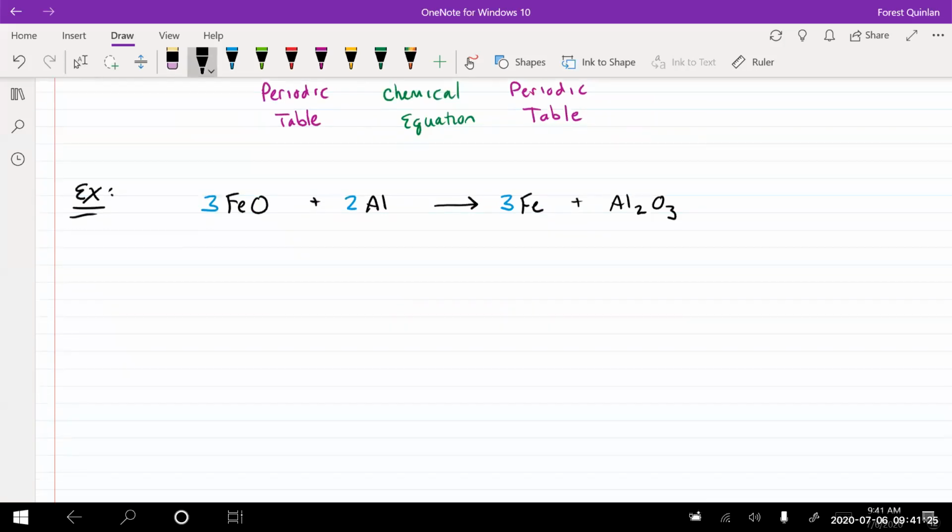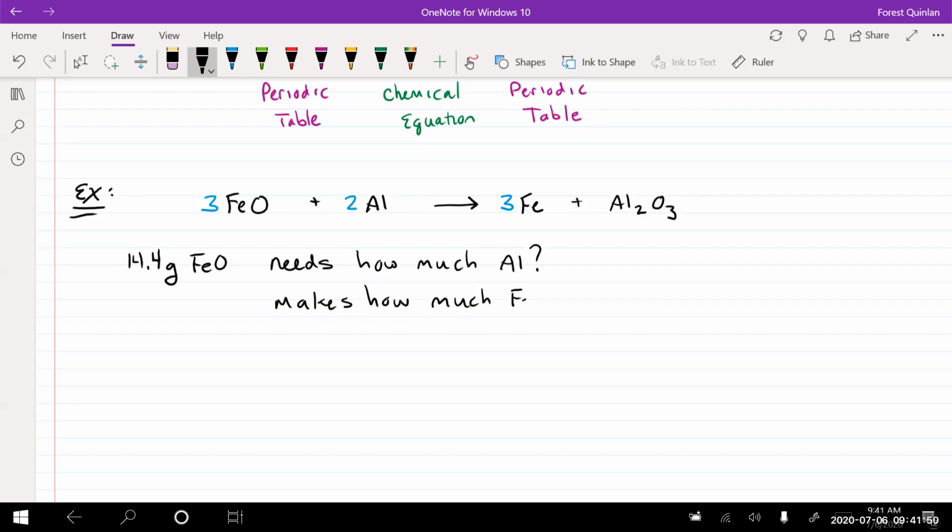So here's my question on this problem. 14.4 grams of FeO needs how much aluminum, makes how much iron, makes how much Al2O3.